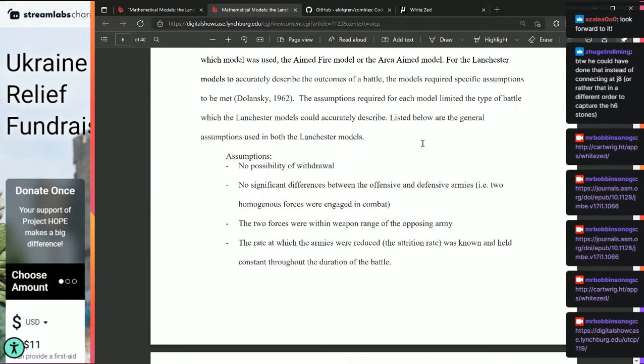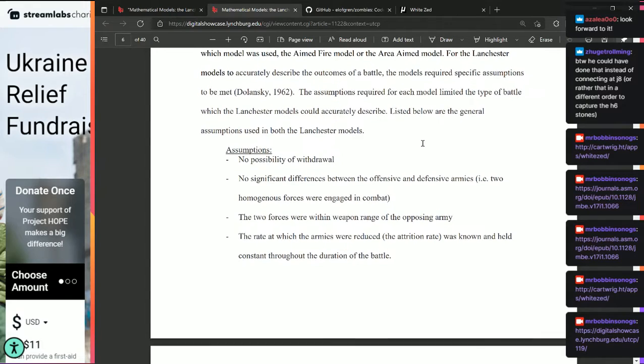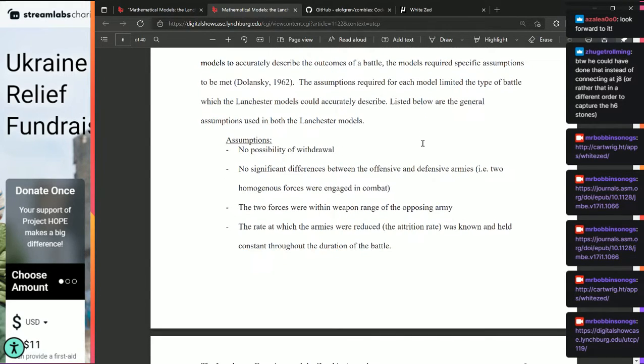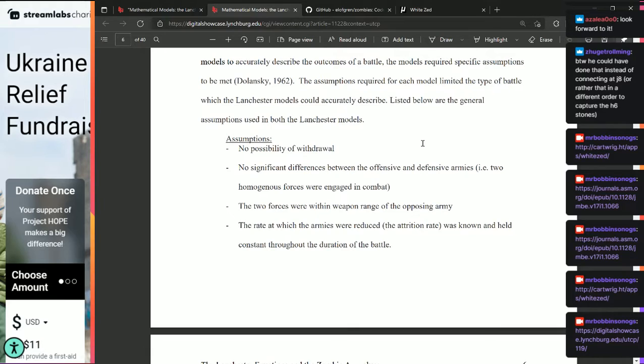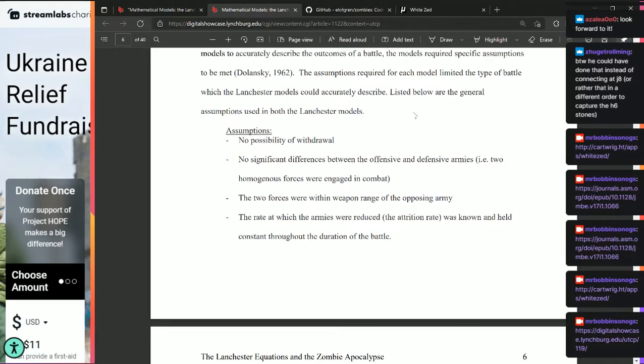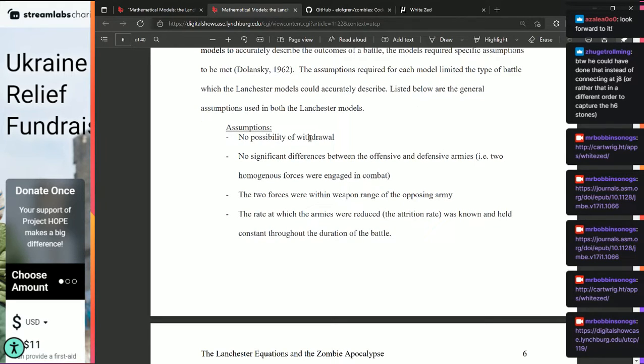For the Lanchester model to accurately describe the outcomes of a battle, the model required specific assumptions to be met. The assumptions required for each model limited the type of battle which the Lanchester model could accurately describe. Listed below are the general assumptions used in both Lanchester models. No possibility of withdrawal. That seems like it would be bad in a war model, but it seems like it would be very good in a zombie model because that's what we want. We don't want the zombies to ever retreat.